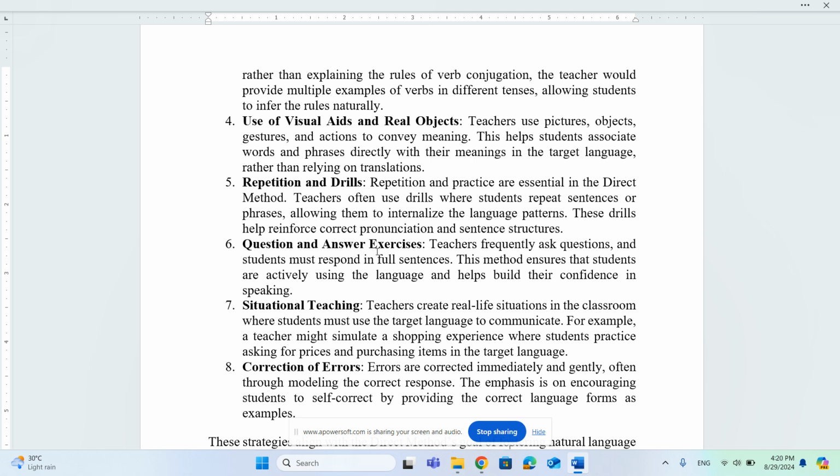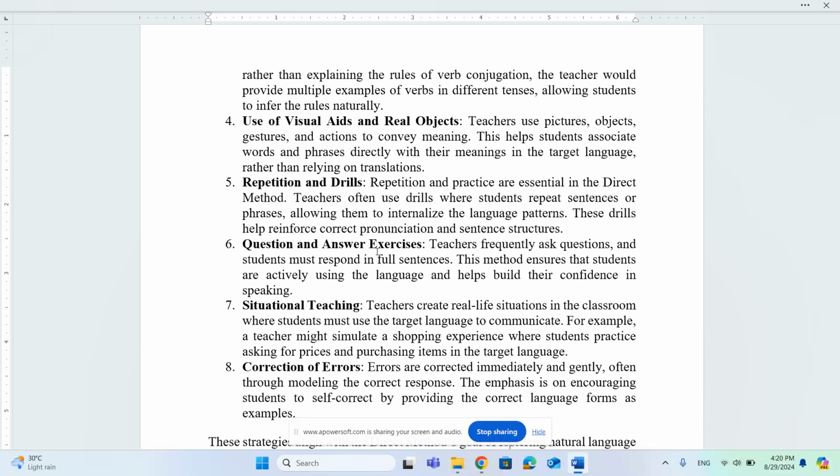And the next one is question and answer exercise. The teacher frequently asks questions and students must respond in full sentences, which ensures that students are actively using the language and helps build their confidence in speaking. It means we have to make them speak. For this, you as a teacher have to ask different questions to your students and they have to answer you in full sentences, which helps to develop their confidence in speaking ability.